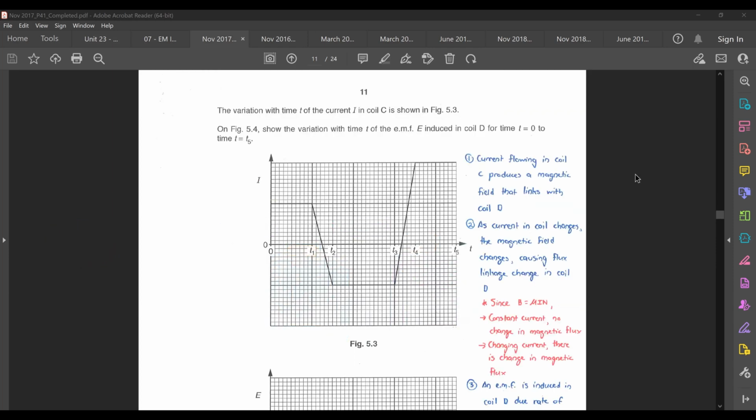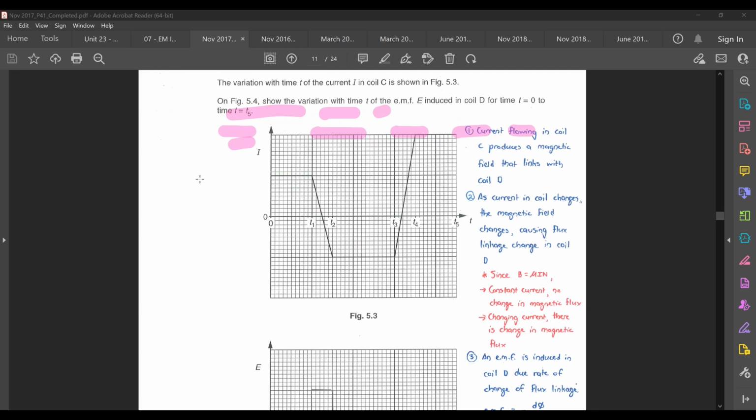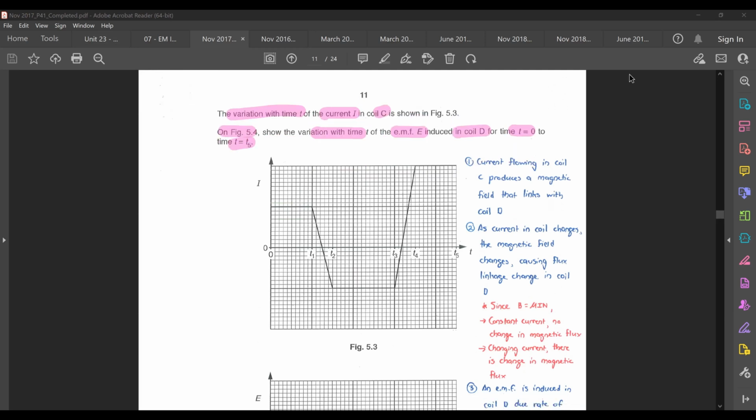So here, they tell you that the variation with time t of the current I in coil C is shown in this figure here. On figure 5.4, show the variation with time t of the EMF E induced in the coil D for 0 to T5. So how do you make sense of this question here?